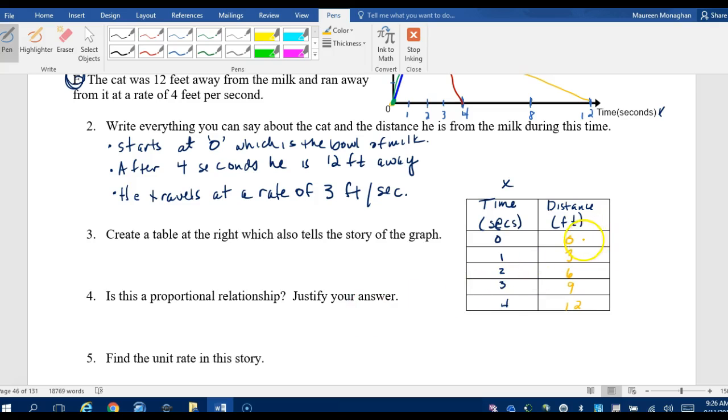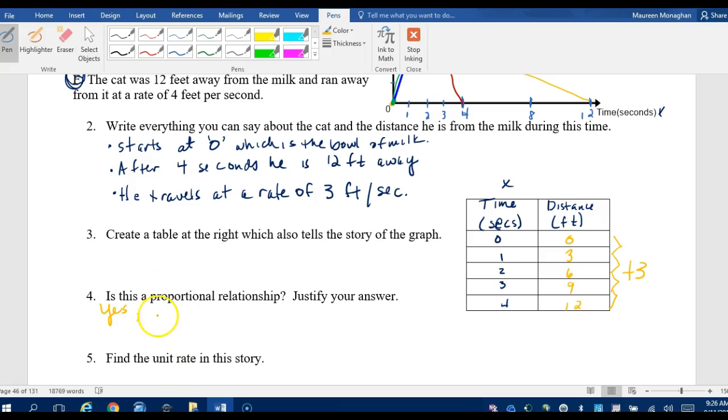All right, did you agree? 0, 3, 6, 9, 12. All right. Is this a proportional relationship? Well, let's see what the rate of change is. Is it consistent? Yes, they're all plus 3. So, yes.